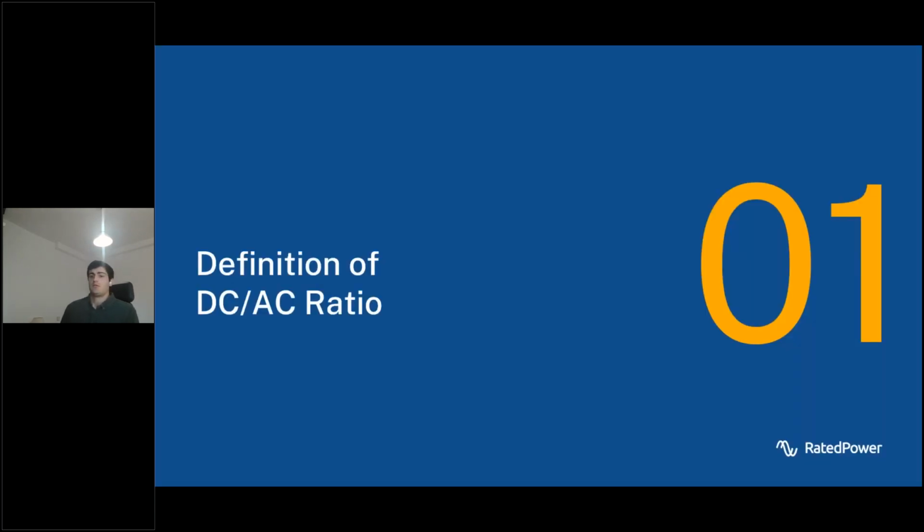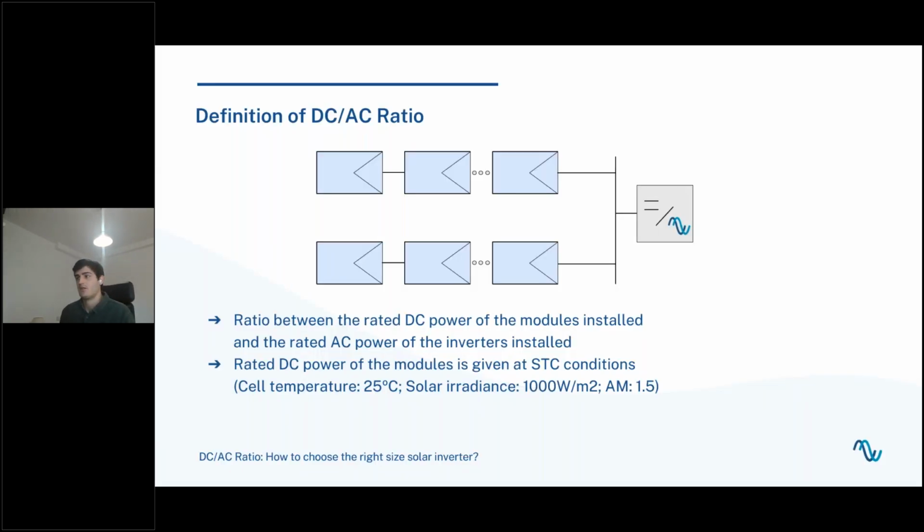So going directly to the presentation, first, as I mentioned, we will review the definition of the DC-AC ratio. As we all know, when producing energy in a photovoltaic plant, first the sun radiation is transformed into DC power by the modules that we are installing, and later with the inverters we transform that DC power into AC power.